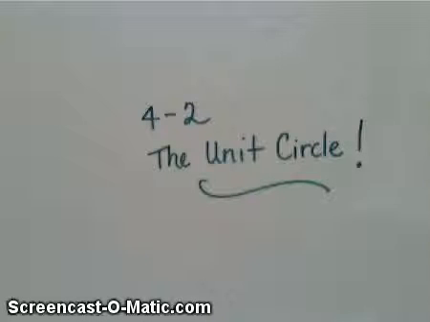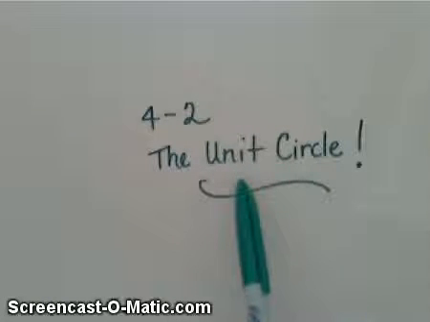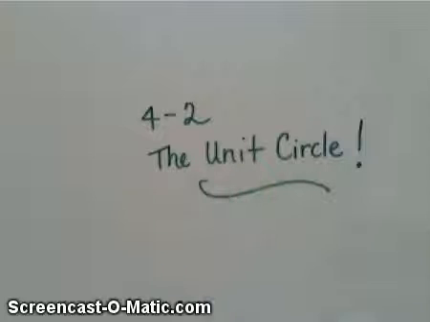Okay, we're finally finished with section 4.1 and we're ready for section 4.2, which is going to be my attempt to explain a very important idea in trig, and that is that of the unit circle. Now, unit comes from the same root as the word uno, like uno, dos, tres, which means one. So unit means one. So we're going to look at a circle that has a radius of 1. That's why it's called the unit circle.